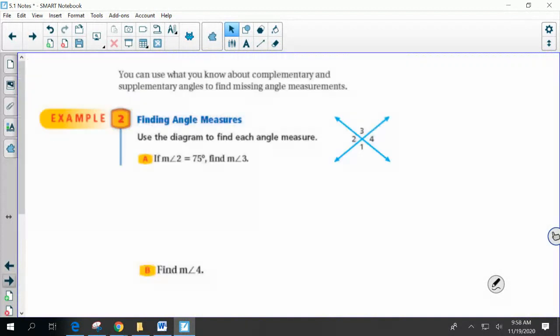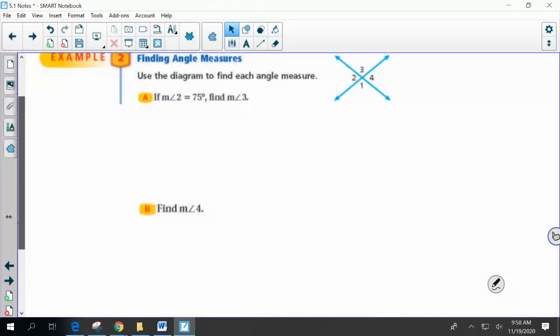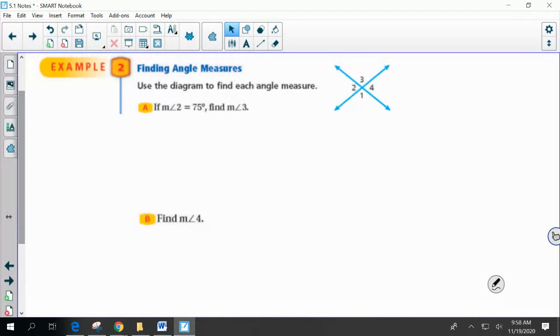Okay, so now we're gonna look at actually solving the degrees in the angle. So we are going to kind of look at each angle and try to figure out the missing angle. So if measure, so that says M angle 2, that means measure of angle 2. If the measure of angle 2 is 75 degrees, we need to find the measure of angle 3.